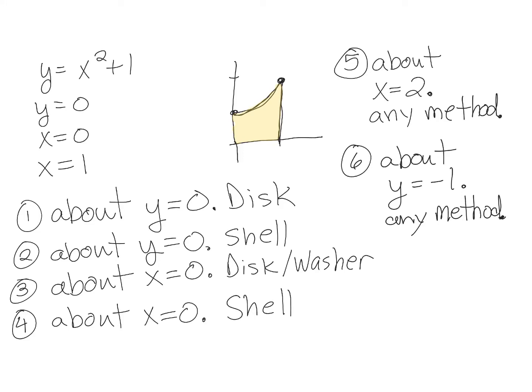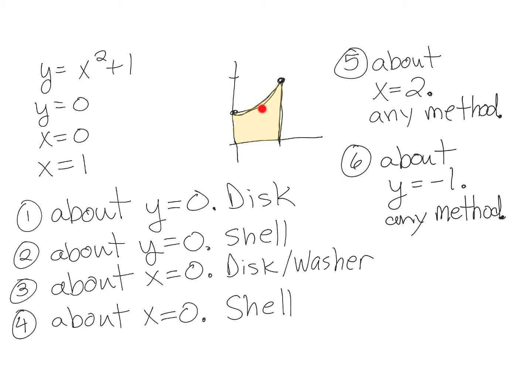In the first portion of these practice problems, we're taking this area, which is the area under x squared plus 1 between y equals 0, x equals 0, x equals 1, and y equals 0. So the yellow area, we're going to rotate it about different axes using different methods. Then we're going to rotate it about these two axes using any method that you choose. In these cases, it's wisest to let the area dictate the orientation of your element.